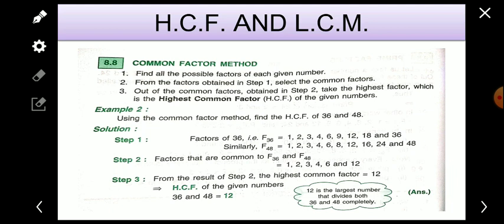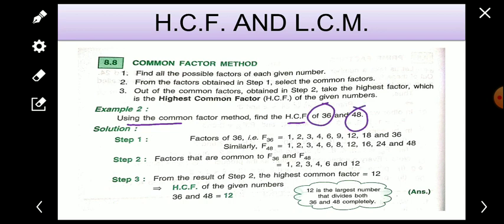All these three methods we'll learn one by one. First one is the common factor method. What do we do in this to find out the HCF? At first we'll find the possible factors of each given number. Whichever numbers are given, we will find out the factors of those numbers. We'll understand through an example. Suppose that we have to find out the HCF of 36 and 48. Then we'll write the factors of 36 and the factors of 48 one by one.